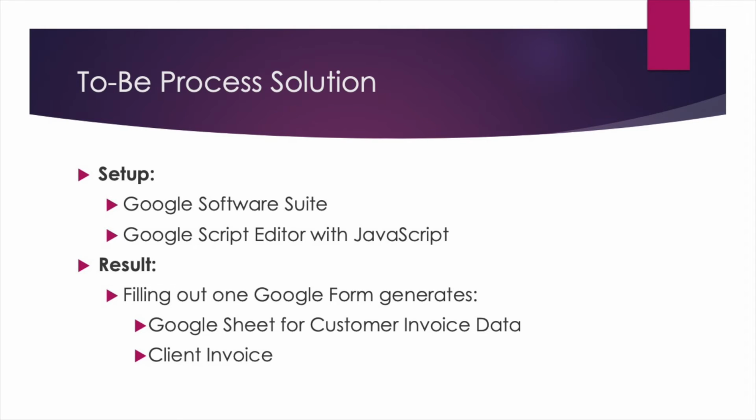The 2B process solution featured a setup and a result. For the setup, the Google software suite must be accessed via cloud and an account must be set up. Also, the Google script editor with JavaScript must be utilized. The result of this was filling out one Google form. This generates a Google Sheet for customer invoice data and a client invoice.